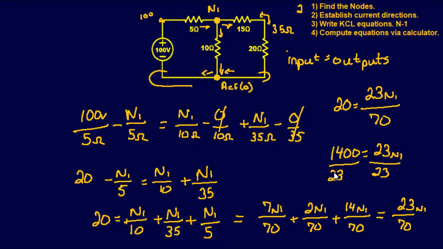1,400 divided by 23 gives us an answer of N1 equals 60.87 volts. So if you took a meter between node 1 and ground, it would give you a voltage reading of 60.87 volts. Let's do another example and see if we can follow all 4 steps and compute it in the calculator the way we usually do it.